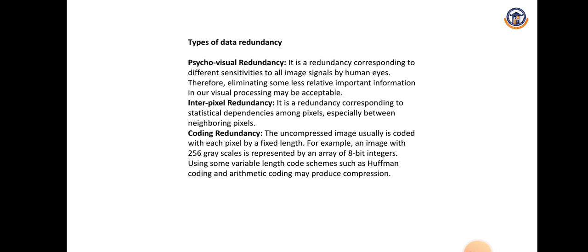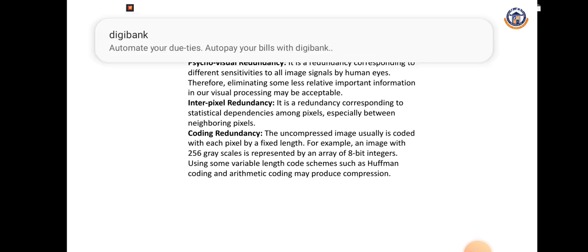Next we go for types of data redundancy. Here we have 3 types of redundancy: psychovisual redundancy, interpixel redundancy and coding redundancy. What is meant by psychovisual redundancy? It corresponds to the different sensitivity of human eyes to different image signals. Therefore, eliminating some less important information in our visual processing may be acceptable. Next one is interpixel redundancy. It corresponds to statistical dependence among neighboring pixels.